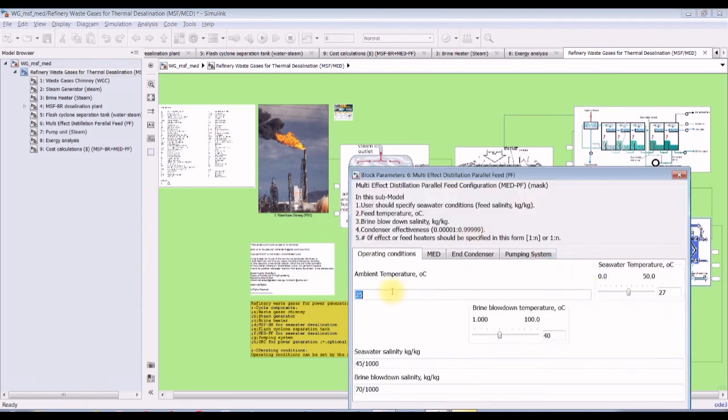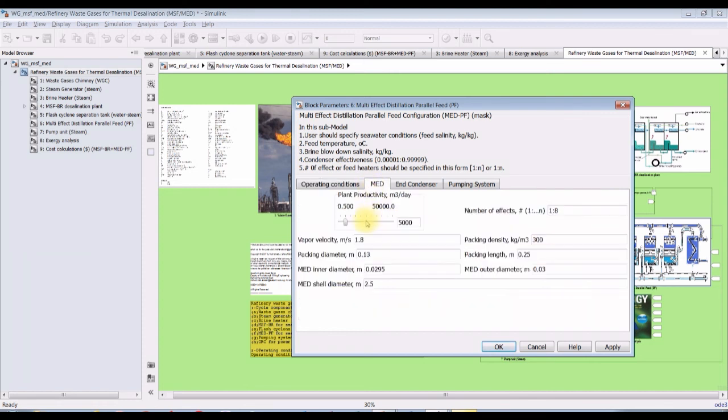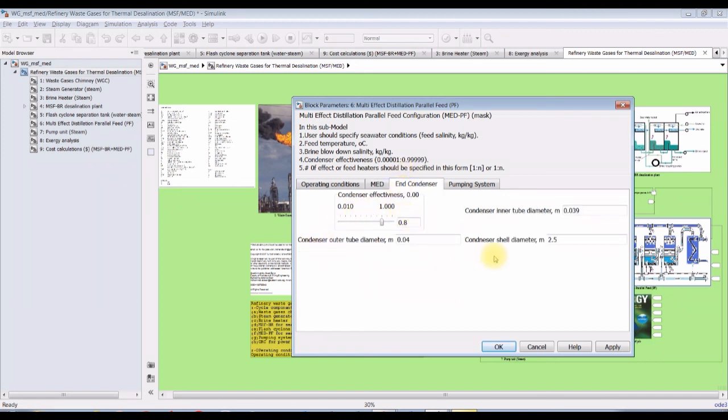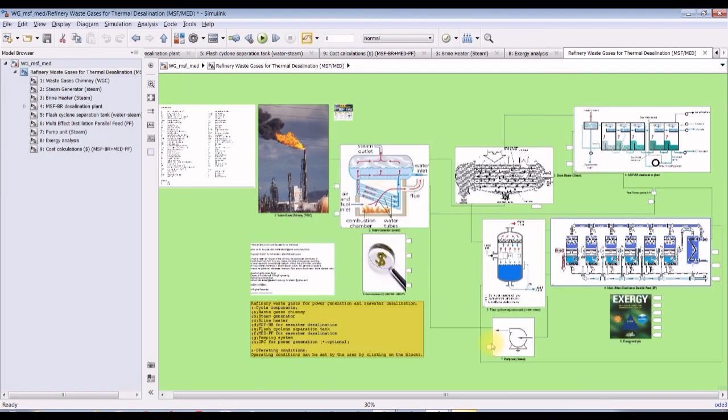Okay, for MED it is the same. We are going to use this ambient temperature. Seawater temperature is the same as for MSF. And brine blow down temperature, I'm going for, for example, 45. And this is salinity, the same salinity for MED. This is plant productivity. I'm going for 5,000. The number of effects, let's go for 8 effects and something. This is in the condenser, efficiency, and so on, pumping system, okay, efficiencies.